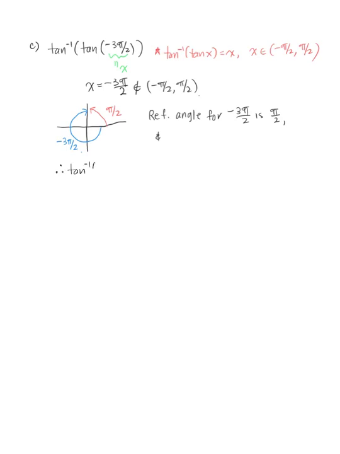So if we have to try to come up with the answer for this, it will be what? Tan inverse of tan of negative 3 pi over 2, which is going to be equal to tan inverse of tan of pi over 2. Now do you see what's wrong here? Tangent of pi over 2. Remember, look at the tangent graph.